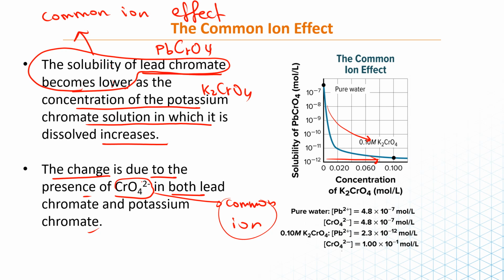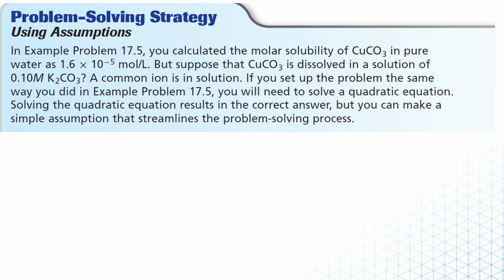CrO4 minus 2. Okay؟ بس كيف أقدر أحسب الكمية؟ يعني بقل بكم؟ يعني كم بيصير ذوبانها الجديد؟ What will be the new solubility? The solubility is going to decrease. So what will be the new solubility here? So this is what's going to happen.